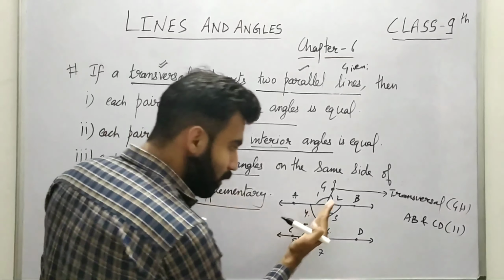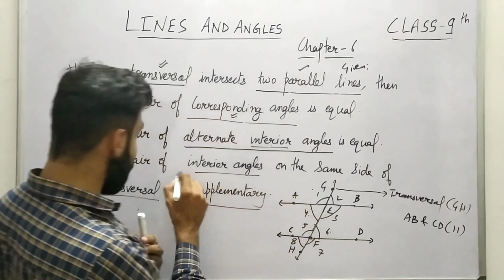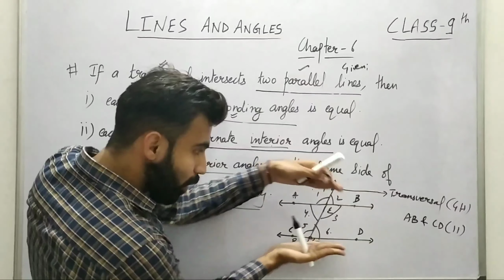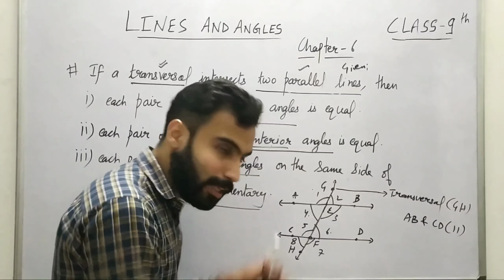So let me tell the pairs which are on the same side. So we will see the interior angles. So they are on the inside. So we are talking about the inside. That means we don't need to talk about 1 and 2, 8 and 7. They are on the outside.